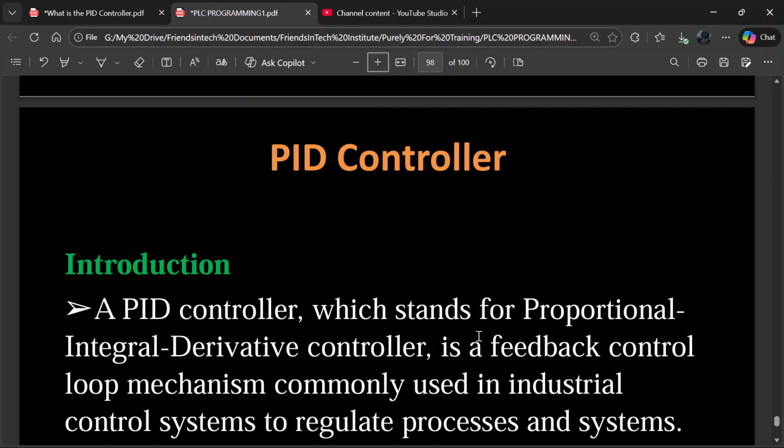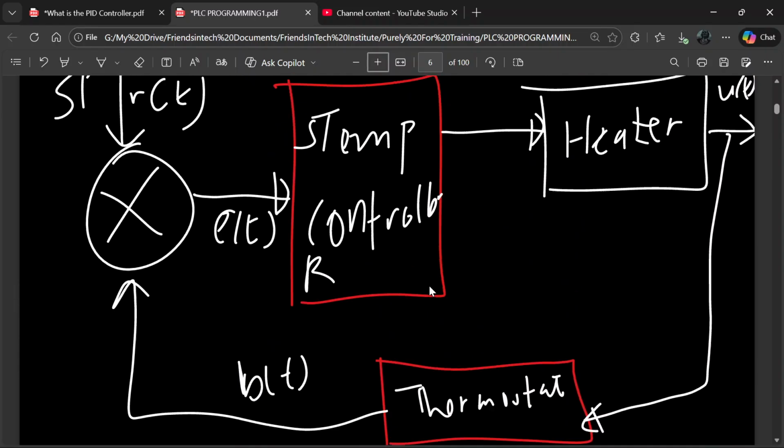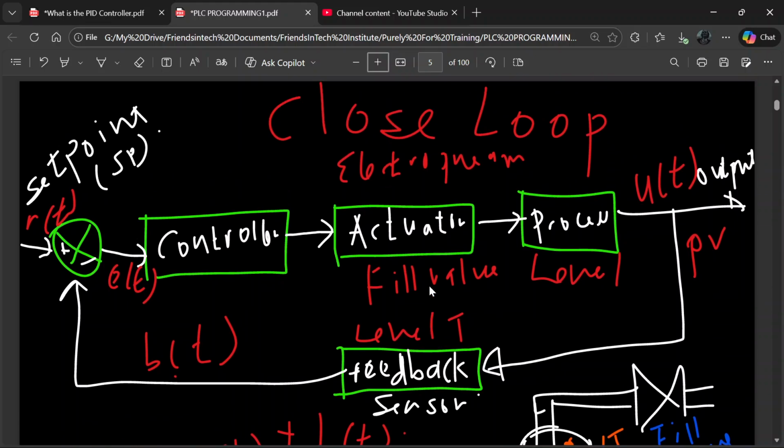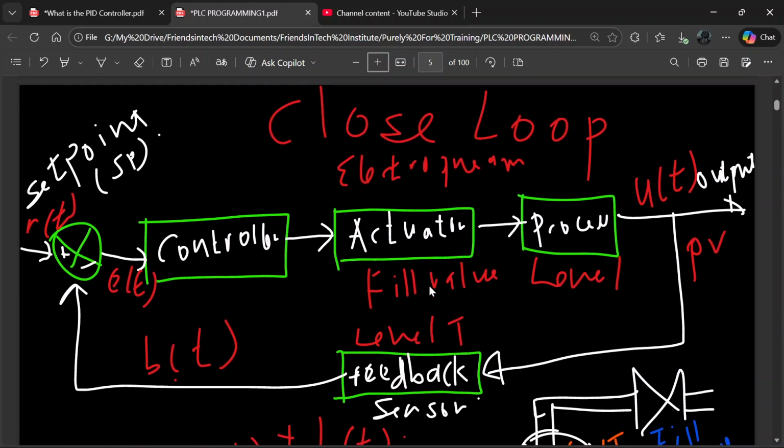If you check the block diagram of a closed loop control system up here, this is the block diagram. You can check our previous video on the closed loop control system. You have an error detector, a controller, an actuator, a process, then you have a feedback. The set point is your desired or reference value.